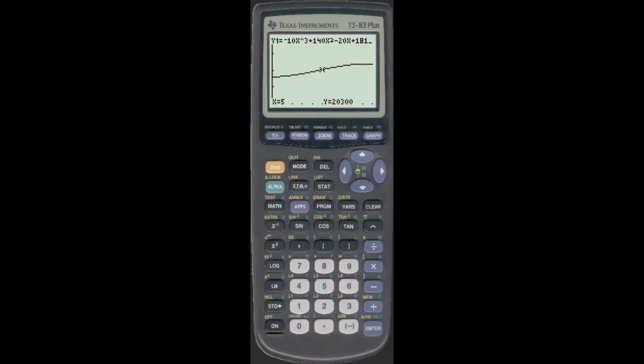Part C says to approximate the maximum sales. And this is where we've got kind of an issue. You can kind of see the graph goes up, and then it looks like it might come down, but we're not going out far enough. So we're going to change our window. Go back to window and let's go out instead of 10 on the X max, let's go out to 20.